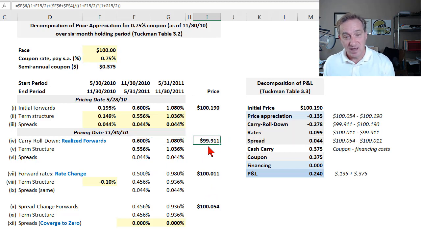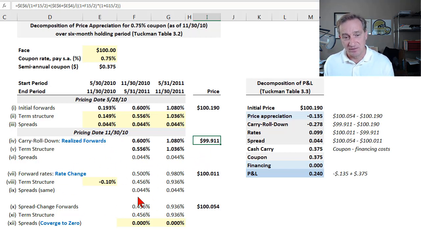And so what we have here is $99.91, the price of the bond in 6 months under the assumption of realized forward, and it's due only to the passage of time. We didn't change any of the other assumptions. Ceteris paribus, as they say. Okay, so that's the realized forward part.